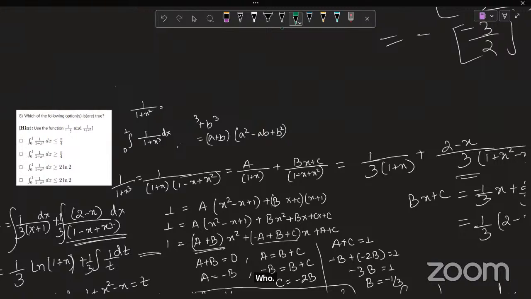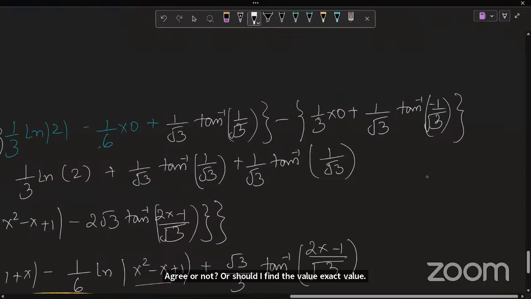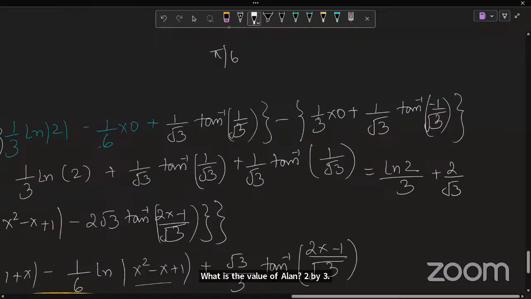Agree or not? Or should I find the exact value? Okay, let's find the exact value. We have comment in here. So tan inverse, it's pi by 6, right? So minus pi by 6 plus pi by 6, it will become ln2 by 3 plus 2 by root 3 pi by 6. Tell me the value of pi by 6. Pi by 6, okay, yes, it will become pi by 3.